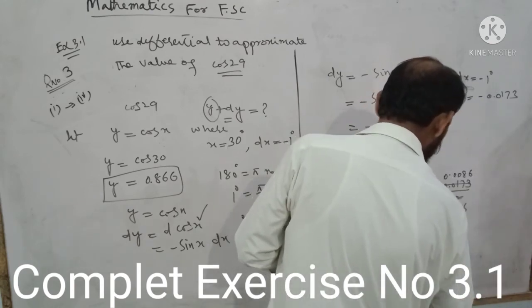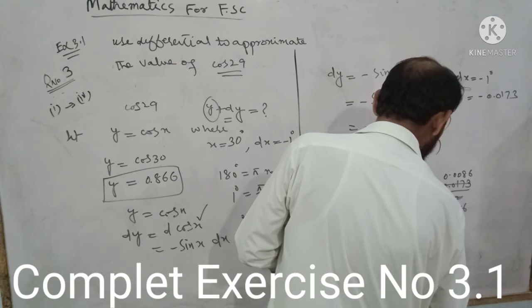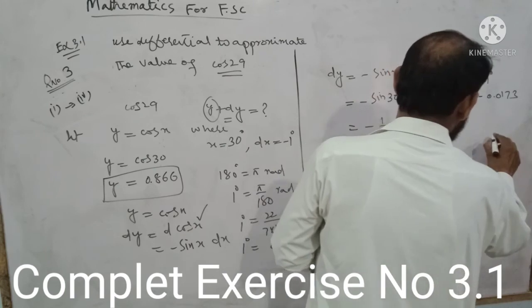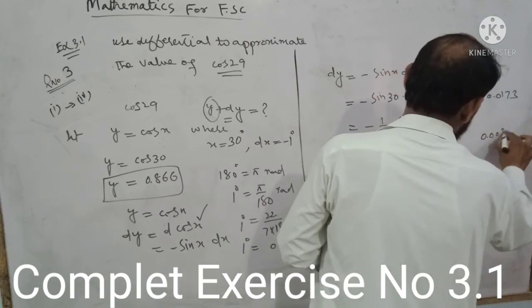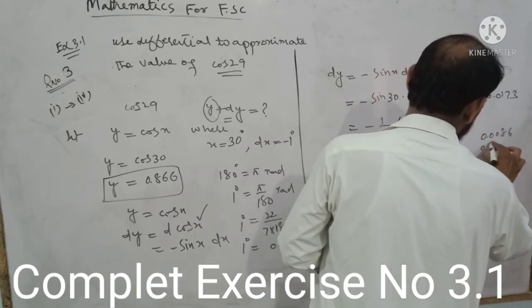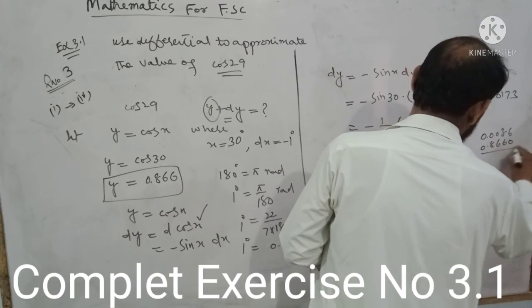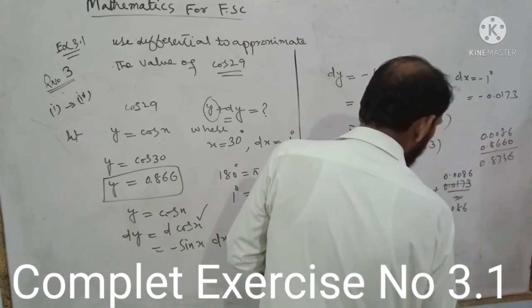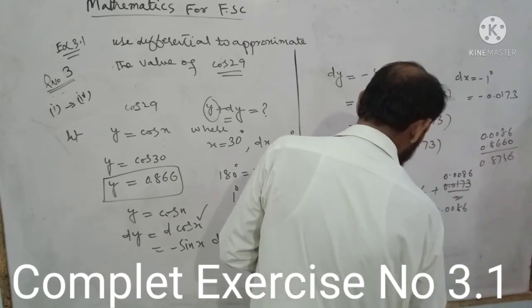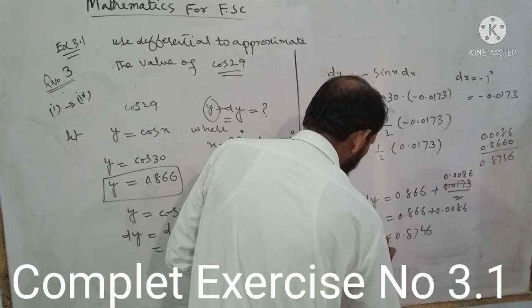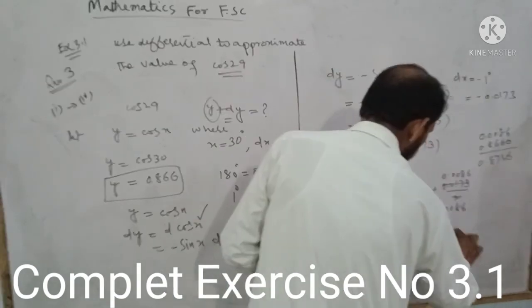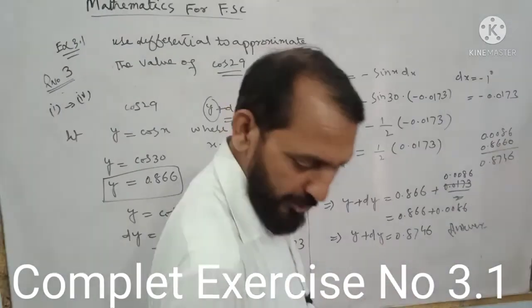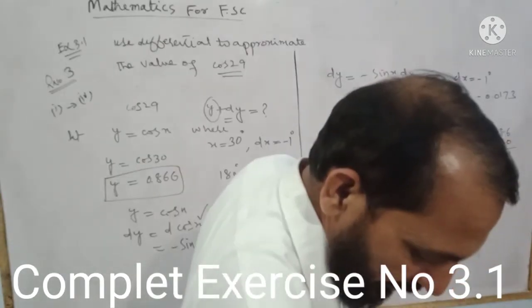So 0.64. We can write as the addition. This is the approximate value of the given function.